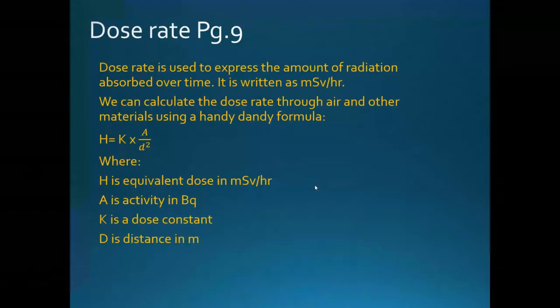Okay, now we get into something called a dose rate, another measurement of the way nuclear energy moves. It is used to express the amount of radiation absorbed over a period of time. It is written as millisieverts per hour. So the only thing different here now is we have added that element of time, and we are now going to do a little exercise where we calculate the dose rate through air and an example of a couple other materials using a handy dandy formula. Magical formula here, dose rate in millisieverts per hour. Again, this is a new number that we're discovering now. A is the activity in becquerels, K is the dose constant that will be given, and d is the distance in meters, and this should be a small d, not a large D. I should edit that, my bad.